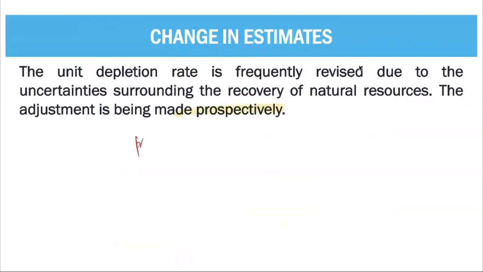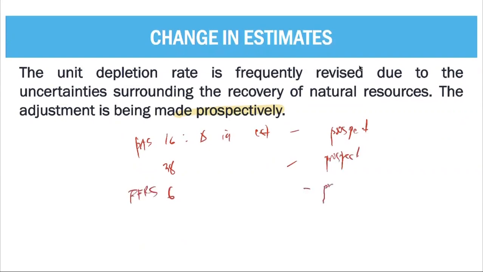This is the same. Under PAS 16, if there is a change in estimate, what did we say? Prospectively. PAS 38, change in estimate, prospectively. PFRS 6, change in estimate is still prospectively. What estimates? Either the useful life or the quantity of resource, or those items only because the depreciation method will still remain. So ang magbabago lang pala dito sa PFRS 6 is the useful life and quantity of resource.